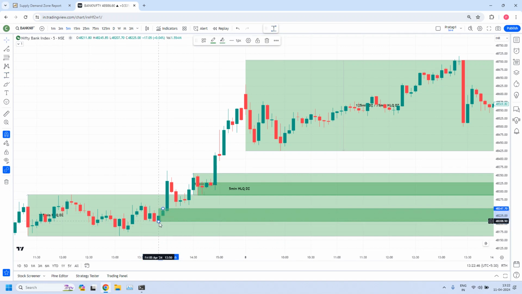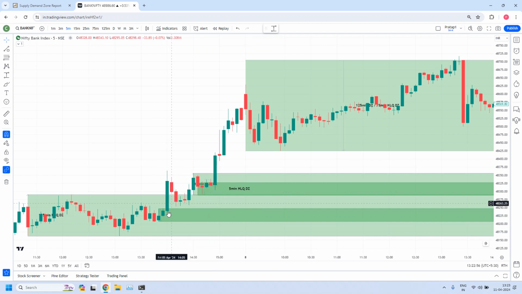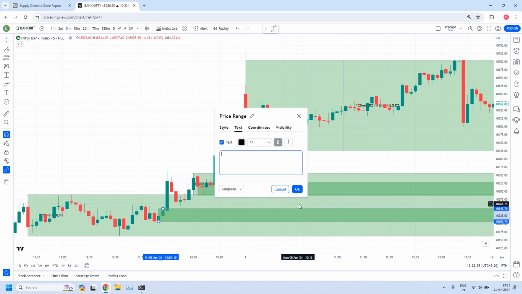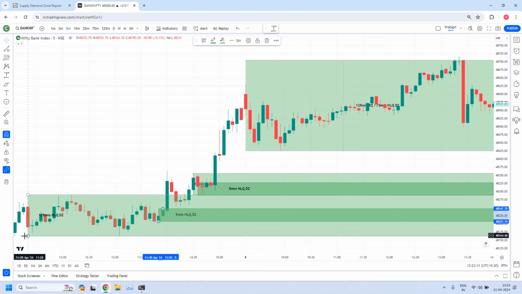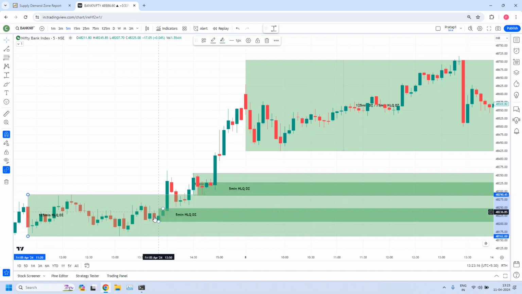See, I am drawing wick to wick. You have to observe. When you are planning, you have to plan your trades by minimizing the risk at your risk level. So this is a 5 minutes high liquidity demand zone. And what is this entire high liquidity? This is 125. Let us check whether any 25 minutes area is here. Then it will be a perfect fine tune.